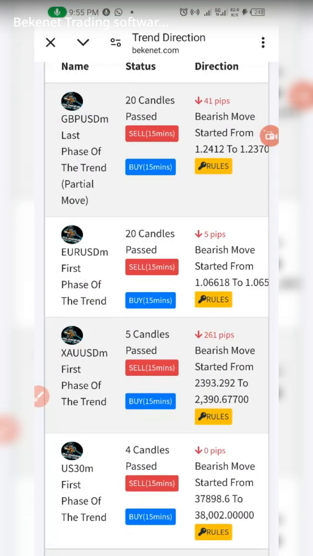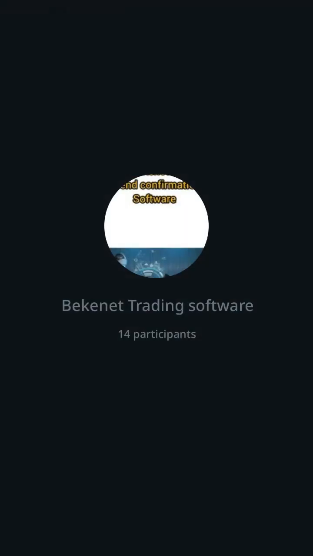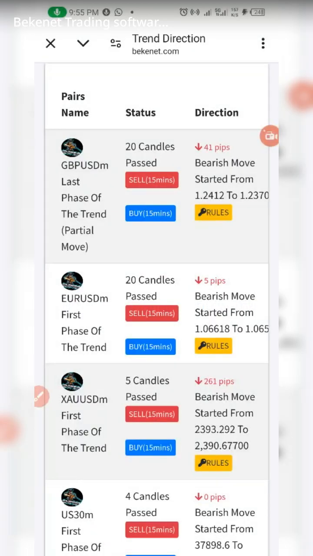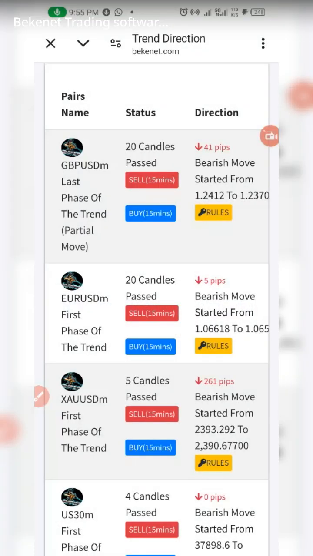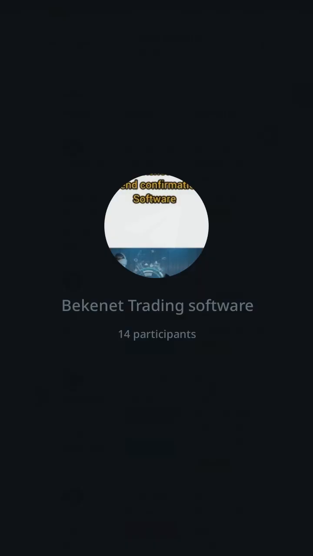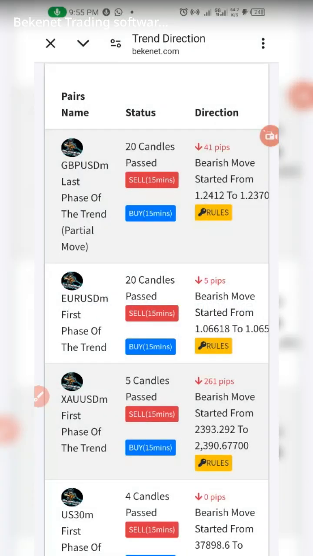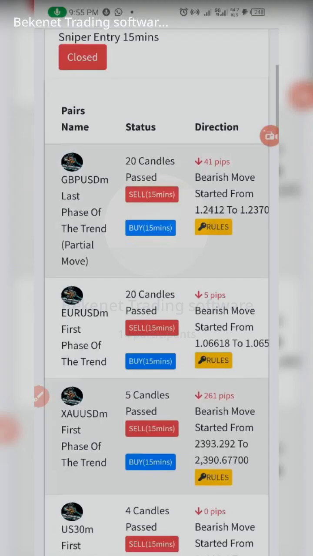But if I don't want to stress myself, there's what we call the advanced key level. I just set my alert notification, and once it tells me buy, which is the last thing we are going to do here, I take my trade. People have been using this software for over a year now.